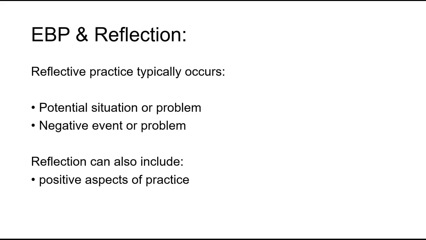And remember that reflection on practice is after the fact, right? Looking at the experience after the fact and having a sense of what's going on there and reflecting on it. So when we say then here that reflective practice typically occurs in a potential situation or problem and a negative event or problem. So this is when we start to go, I wonder what happened here. Why is this going on? That is reflection. And it's not always negative. It can be a positive.